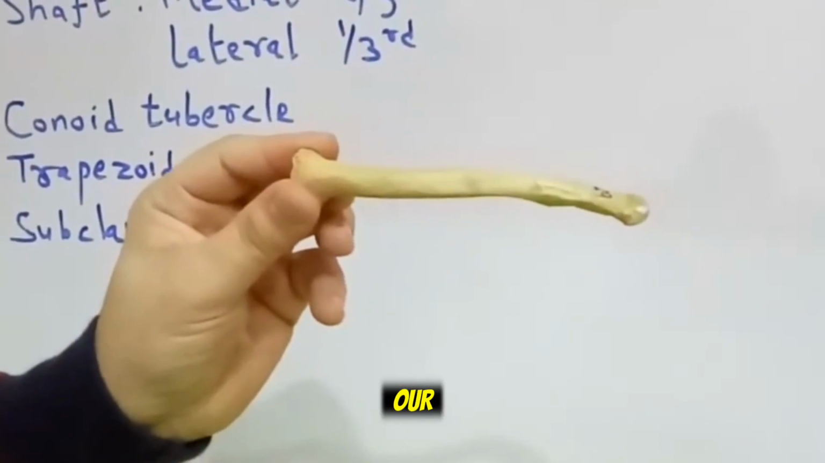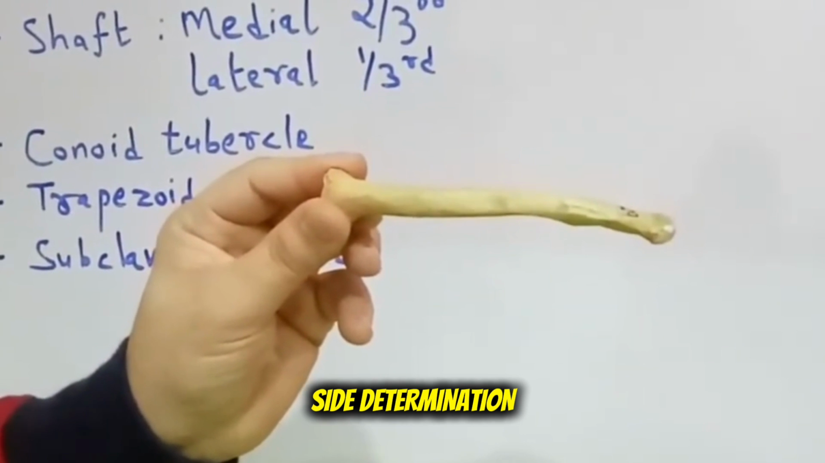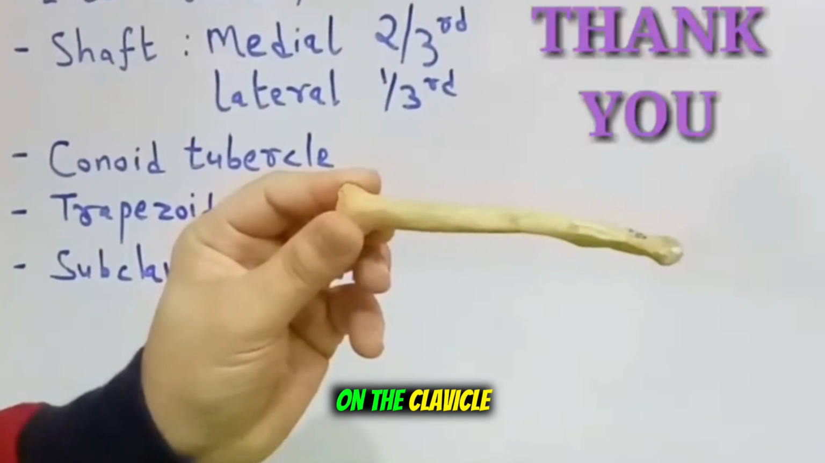So these complete our general features, side determination, and main attachments on the clavicle.